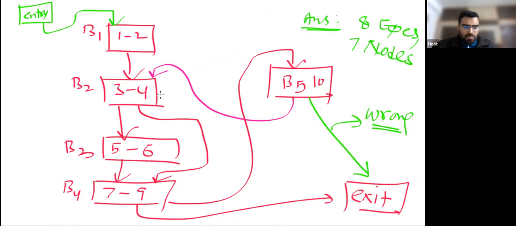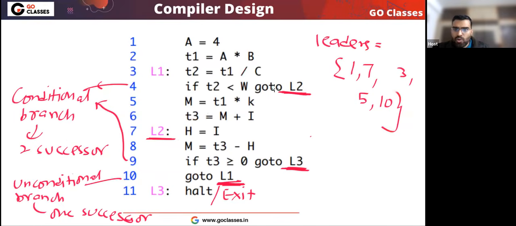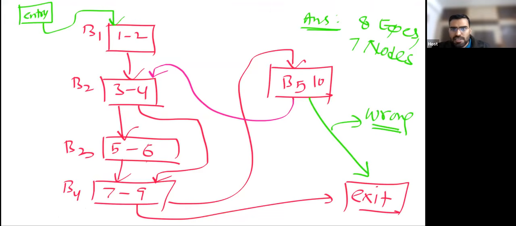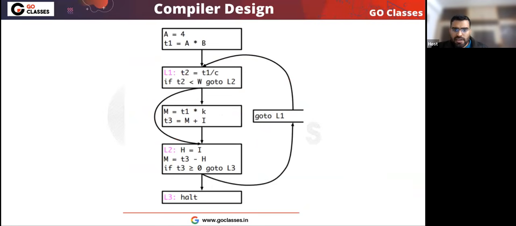For conditional, can we have more than 2 edges? We cannot have more than 2 edges for the conditional statements, because of the go to statement, only 2 edges can be there. If you have conditional go to, 2 edges will be there. If you have unconditional go to, 1 edge will be there. Is this clear to everyone? Does anyone have any doubt in this? So this is how you can create it. This will be your final diagram.